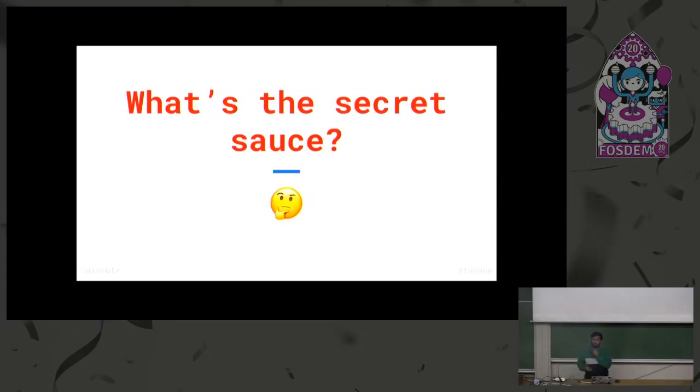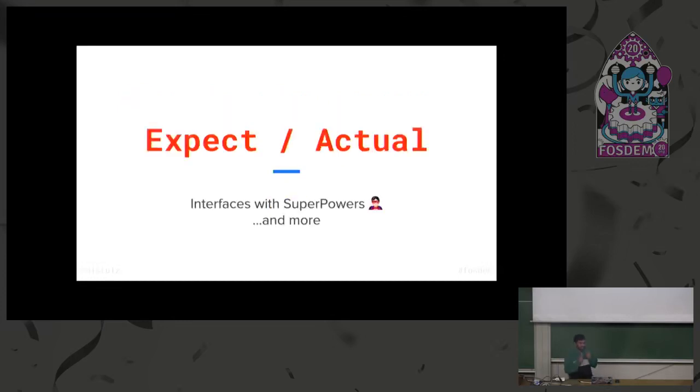So what's the secret sauce here? From my understanding, and this is what I am going to try to represent, and maybe you can think through with me as I explain this, there's a concept called expect and actual, what I like to call interfaces with superpowers and more. I'm going to explain what that turns out to be.